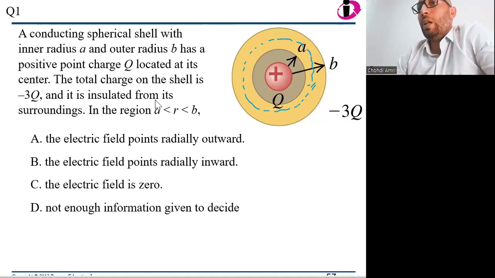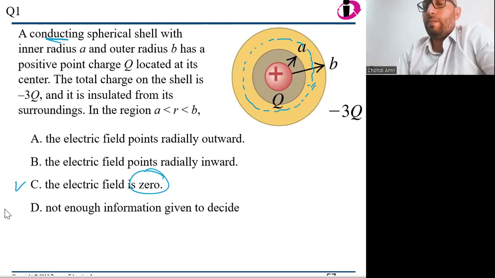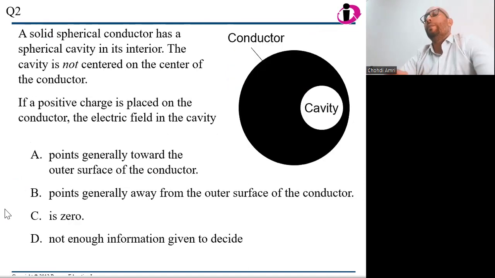A conductor in electrostatic equilibrium: the electric field inside is 0. Okay, directly. Property number 1. The electric field inside a conductor in electrostatic equilibrium is 0. Outside, it is perpendicular to the surface and equals sigma over epsilon.